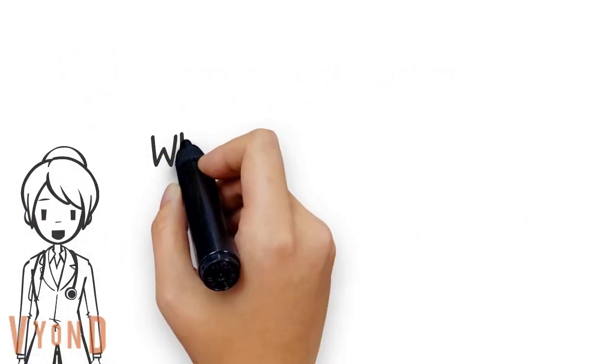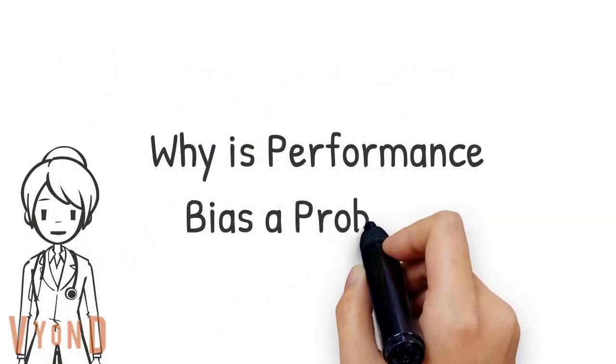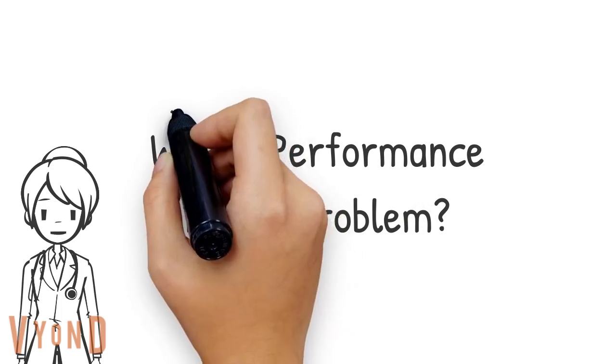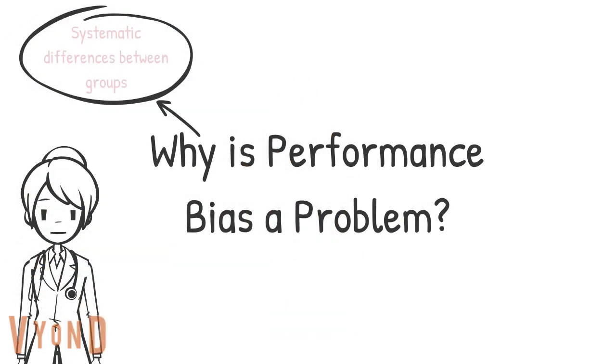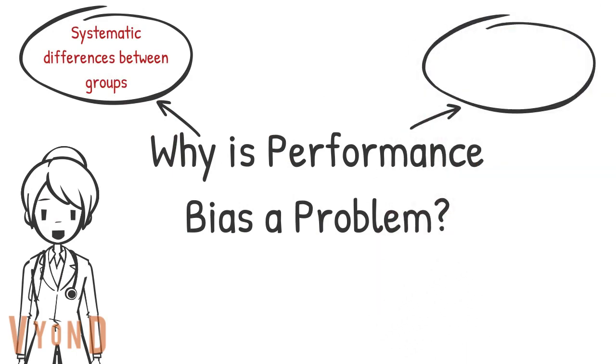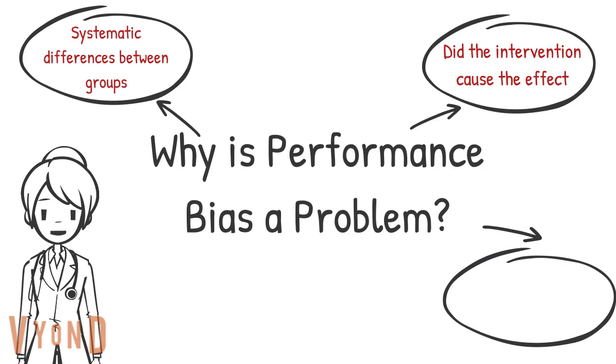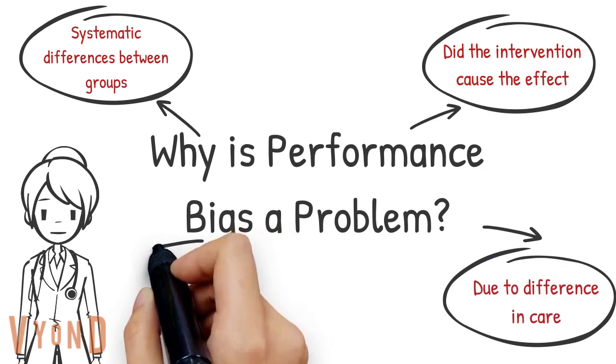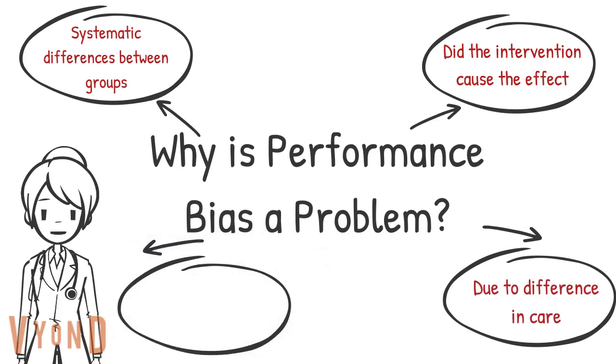Why is performance bias a problem? The differences in care or the exposure to other things other than the intervention can result in systematic differences between groups, which makes it impossible to conclude that the intervention of interest caused an effect, or if it was in fact due to the difference in care and exposure. Performance bias is a major threat to internal validity, which is a measure of how accurate the results are or how confident you are that the results of the study are due to a single independent variable.